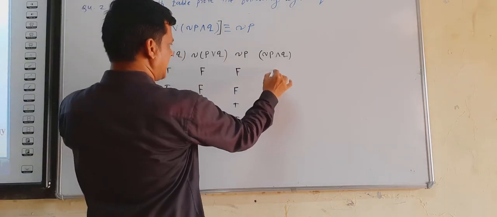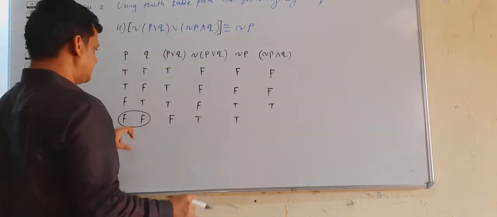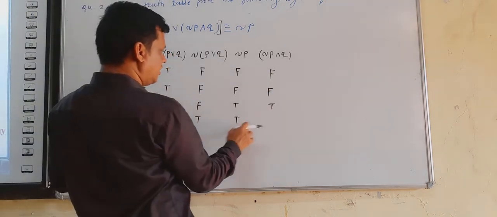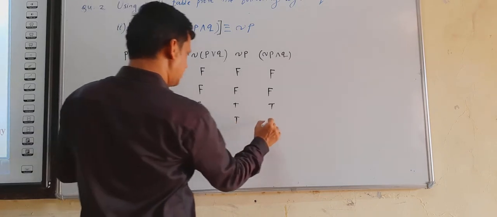Here both the entries are not true, therefore it is false. Here both the entries are not true, therefore it is false.